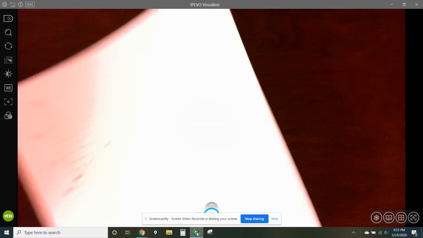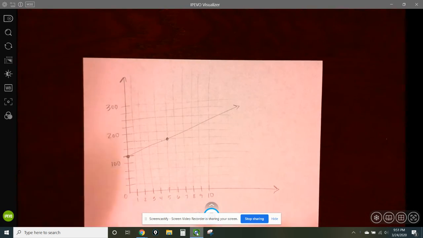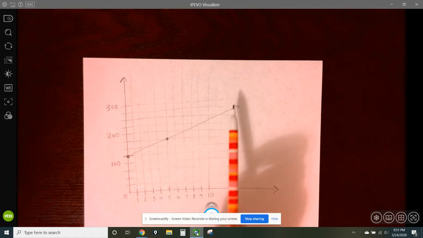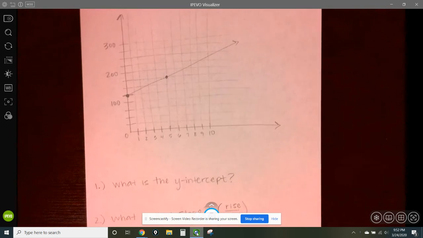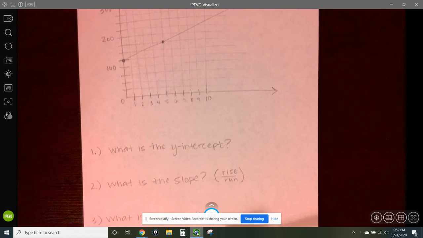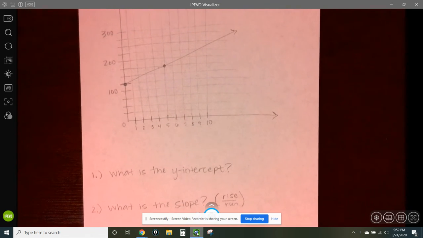So for this discussion, you are going to be given a graph. This line is already graphed for you. They give you some information here about the units and all of that sort of thing. And they're going to ask you to come up with the equation for this line. So it's broken down step by step for you.